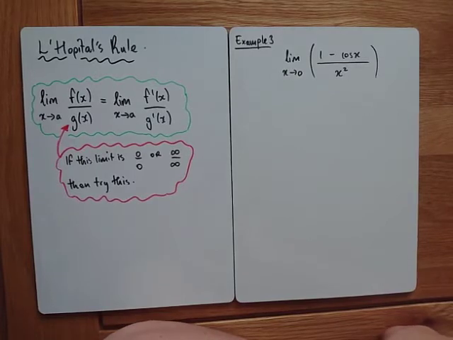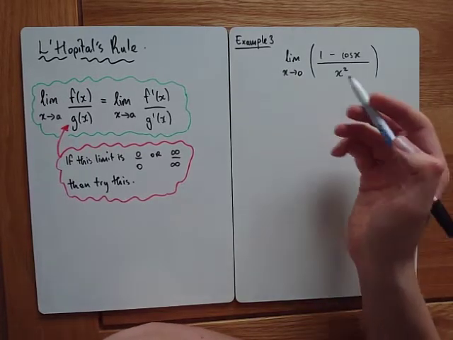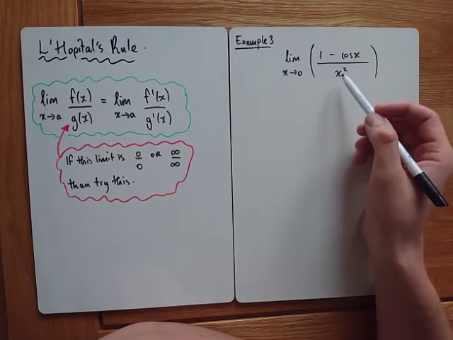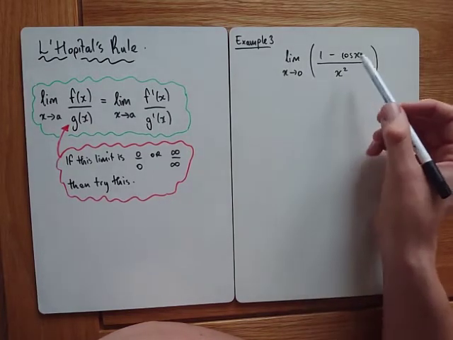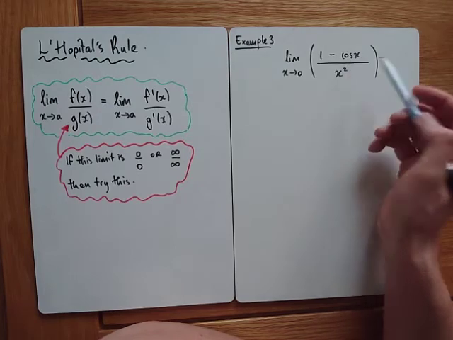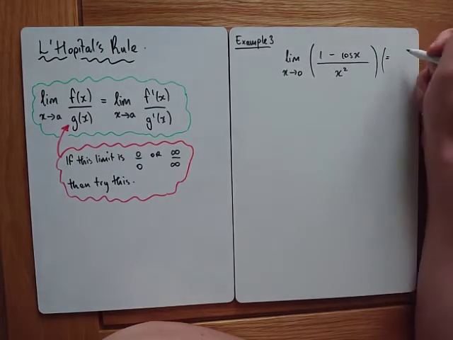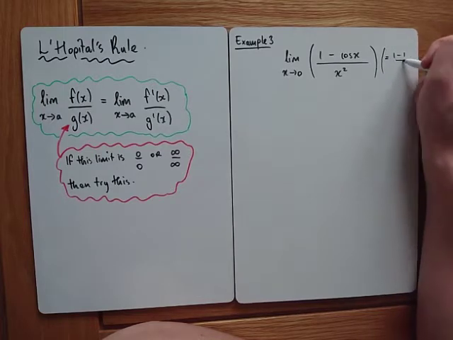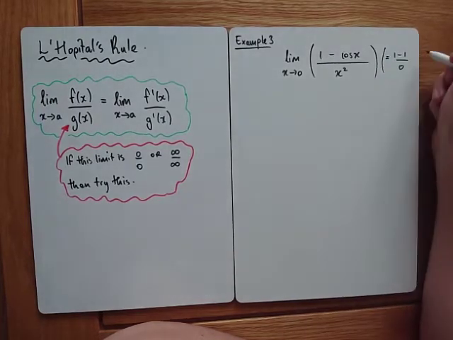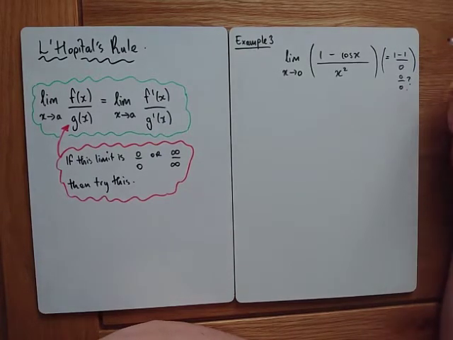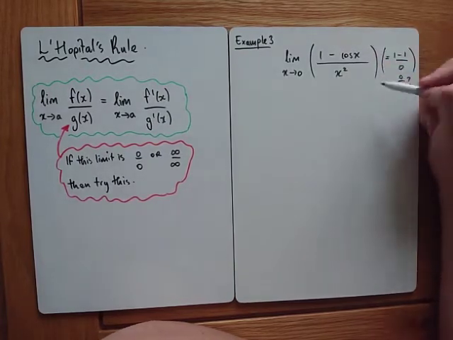Okay, so for example 3, we've got the limit as x tends to 0 of (1 minus cos x) divided by x squared. As x tends to 0, this would be, don't write equals because it's not, but that would be 1 minus 1 divided by 0. In other words, we've got 0 divided by 0. Okay, so we can't evaluate this as it stands.